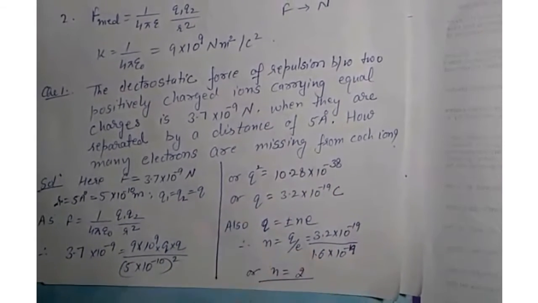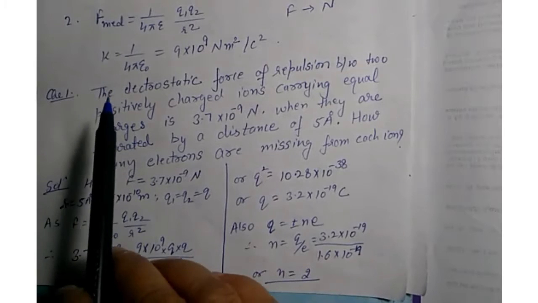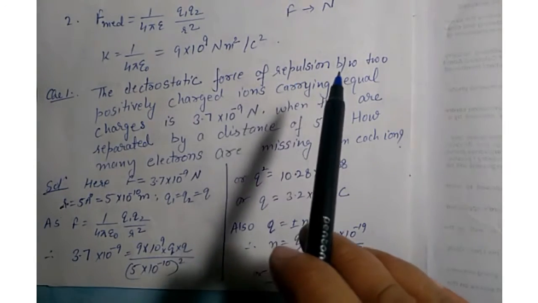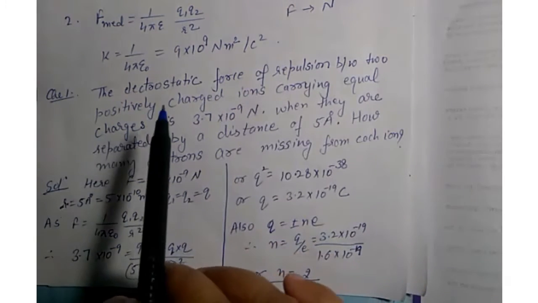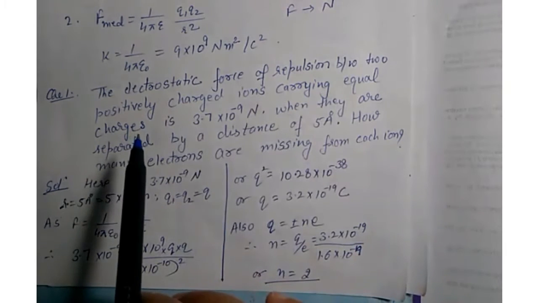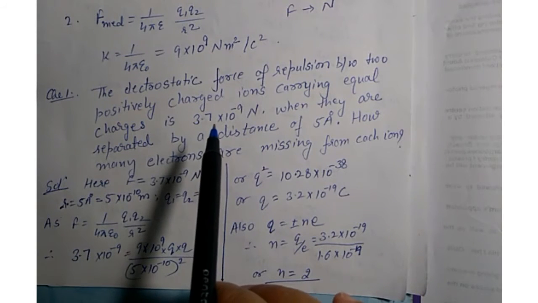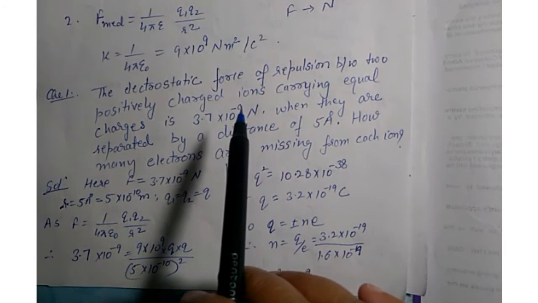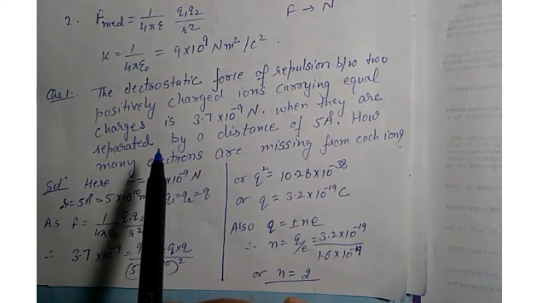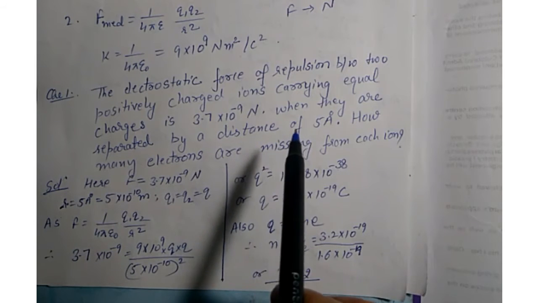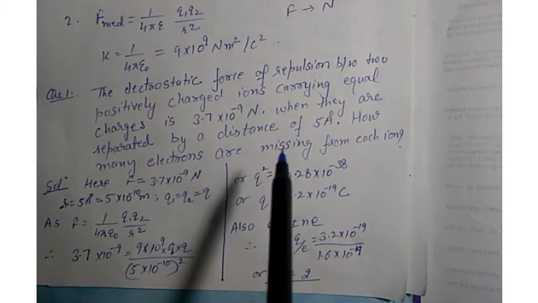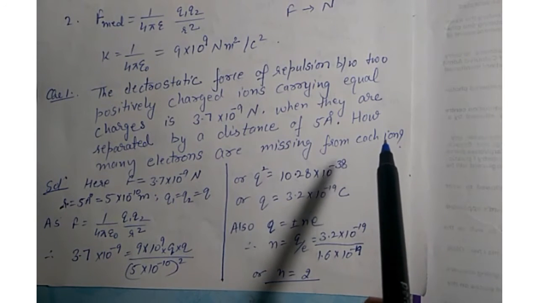So the first numerical problem is: the electrostatic force of repulsion between two positively charged ions carrying equal charges is 3.7 into 10 raised to power minus 9 Newton when they are separated by a distance of 5 angstrom. How many electrons are missing from each ion?